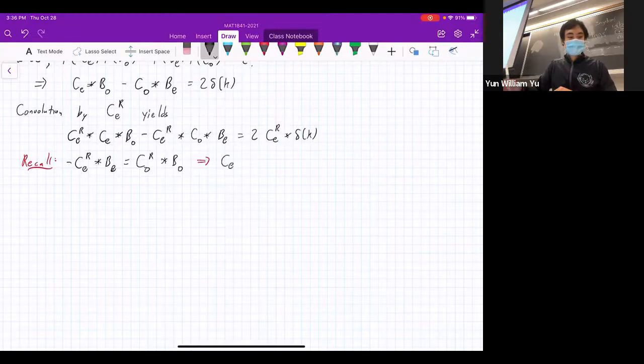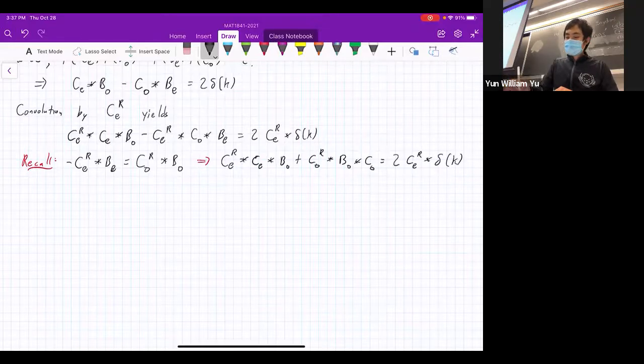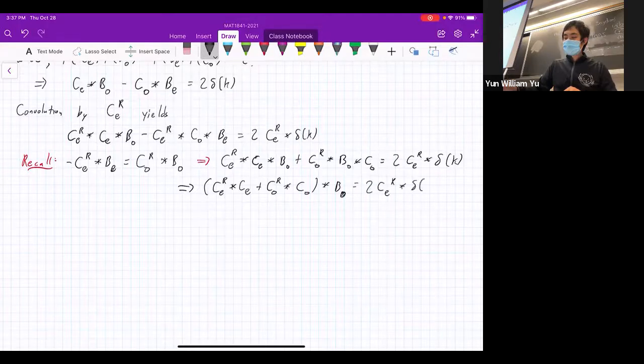And so you end up getting that this equation turns into CE reversed convolution with CE convolution with BO plus CO reversed convolution with BO convolution with CO, which is equal to 2 CE reversed convolution with the delta function. And we can bring out some of these terms, and you get CE reversed convolution with CE plus CO reversed convolution with CO convolution with BO. So I'm changing the order of my convolutions a little bit. Is equal to 2 CE reversed convolution with the delta function.